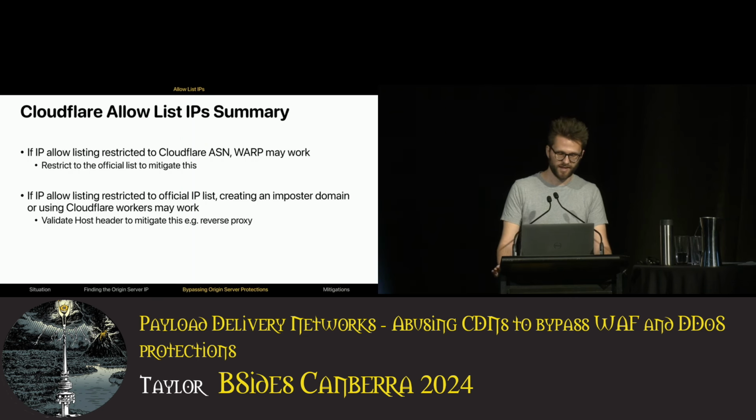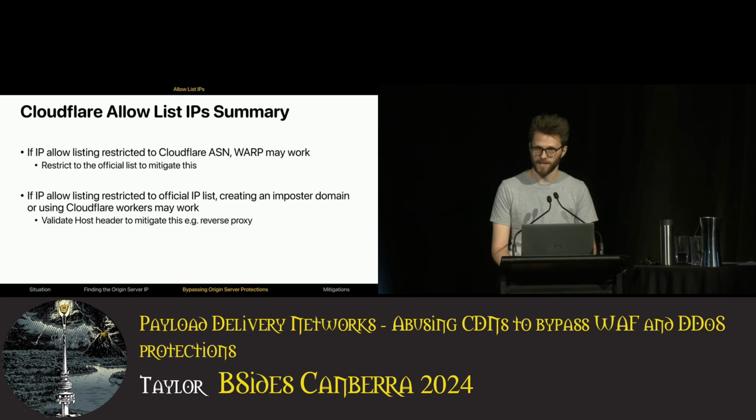So the summary for Cloudflare here is if you allow listing IPs, if it's restricted just to the Cloudflare ASN or that larger space outside of the official list, you may be able to use WARP to do the workaround. And the mitigation for this is to restrict to the official IP list. Okay. If you're using the official IP list, though, creating an imposter domain with your own zone or using Cloudflare Workers is a possibility to get a bypass. And you should be validating the host header against the legitimate domain to mitigate this, such as using the reverse proxy.